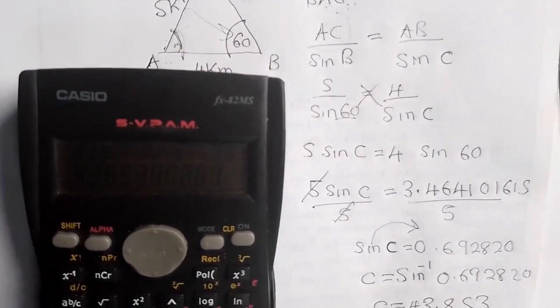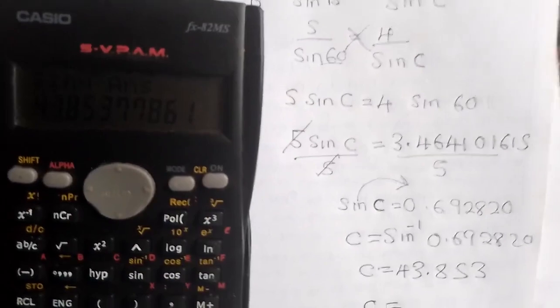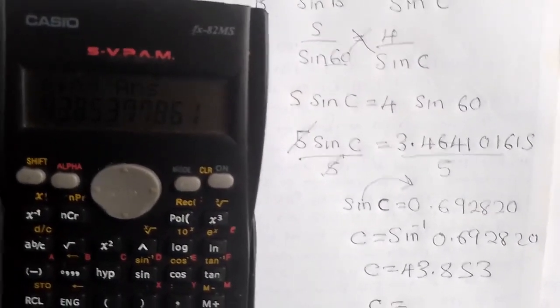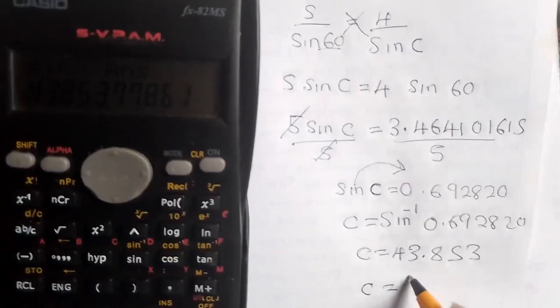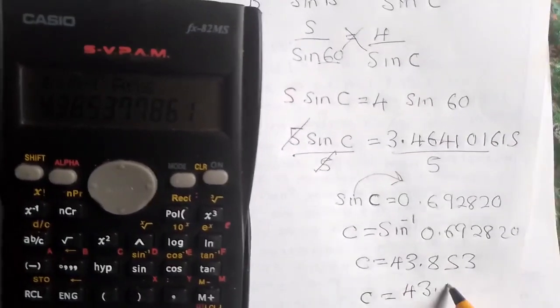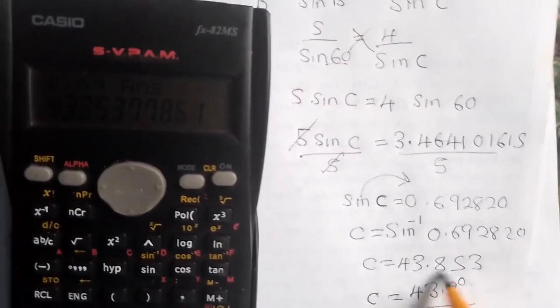You can round off angles to 1 decimal place. It's fine, but I always encourage you to round off answers to 2 decimal places. But for angles, you can round off to 1 decimal place. There's no problem. So you say 43.9 degrees. So this is C.